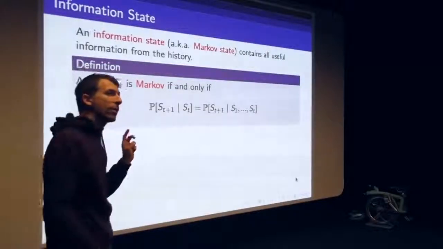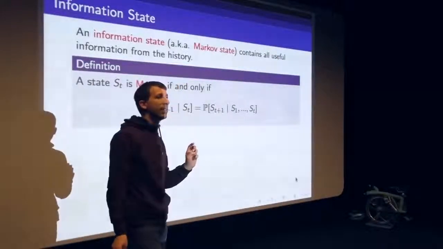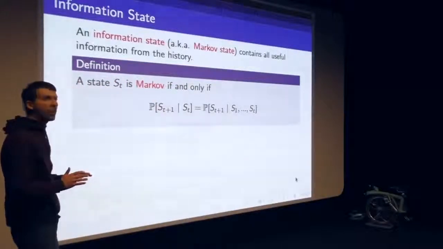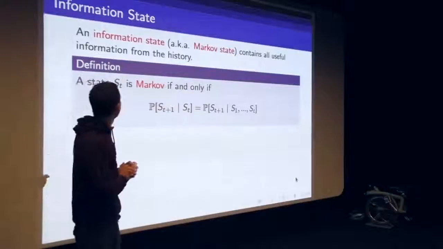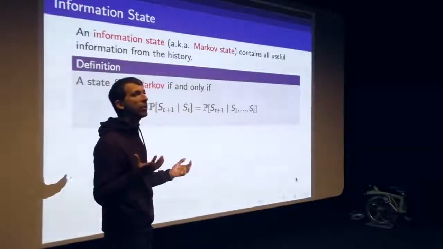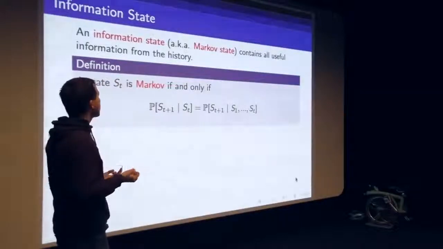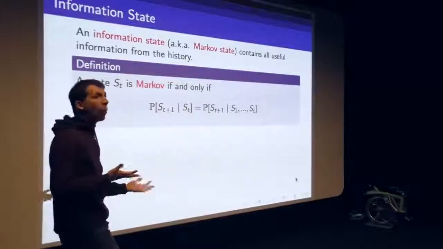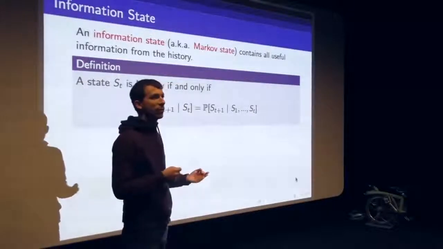Okay, so that was two definitions of state, agent state and environment state. Now here's a more mathematical definition of state, which we call the information state, or sometimes the Markov state. The Markov state, or the information state, is basically an information theoretic concept. It tells us when we've built a state representation that contains all useful information from the history.